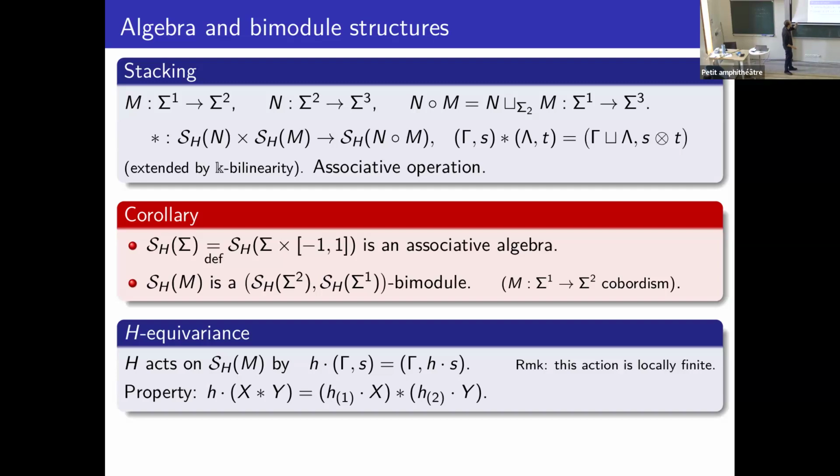And it is very readily seen that you have this equivariance property, okay, which means that the action of H is compatible with stacking. And here I use the Sweedler notation for the coproduct. So in your algebra, you have the coproduct delta, which is a map from H to H tensor H. And since we don't want sums everywhere, we use this Sweedler notation.